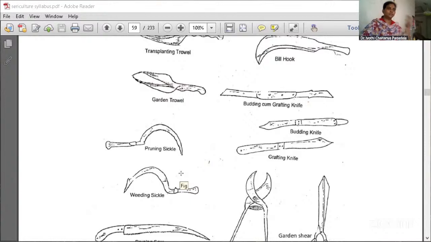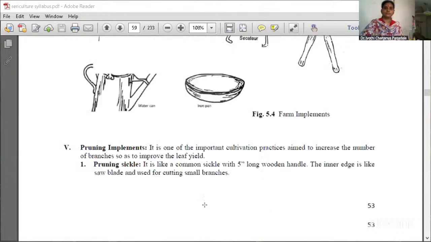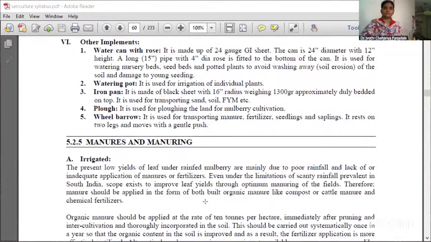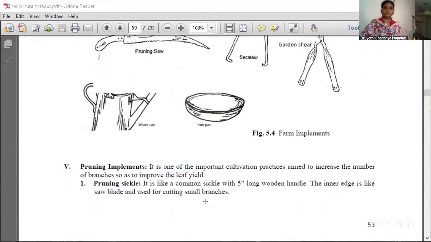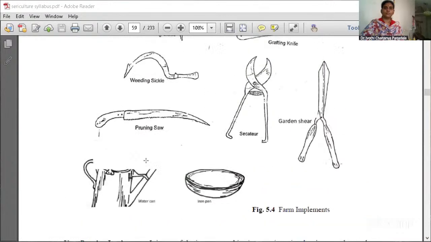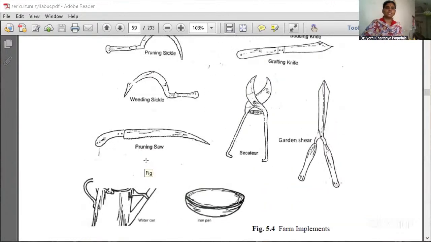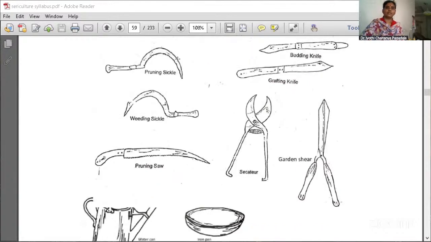And what are the pruning implements? Pruning sickle, this one, pruning saw and pruning sickle. Here you can see. In Telugu we call it a kodavali. Pruning sickle, pruning saw, and pruning knife. Pruning means cutting. And gardening shear and tree pruner.